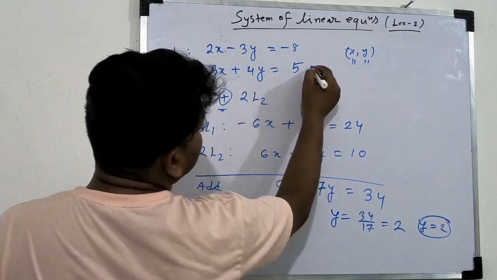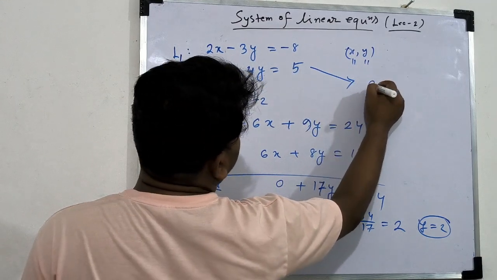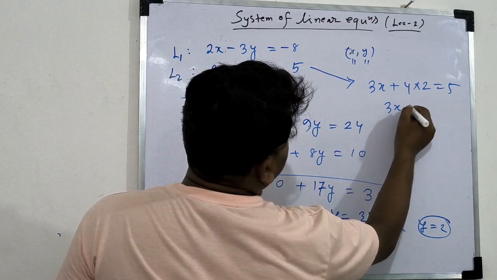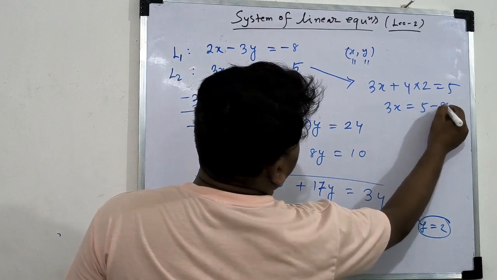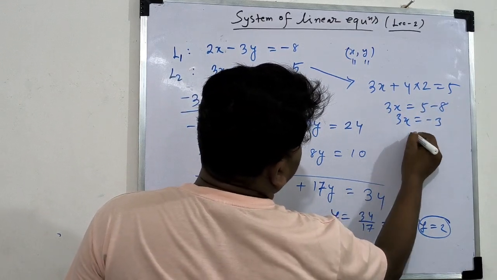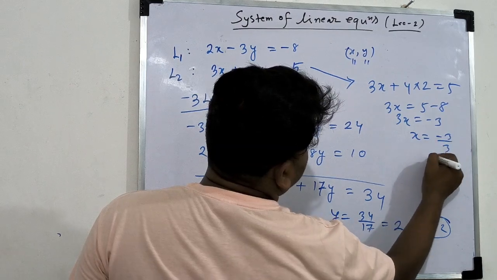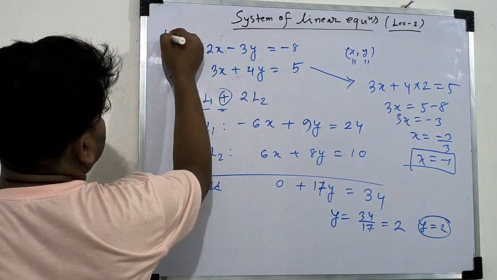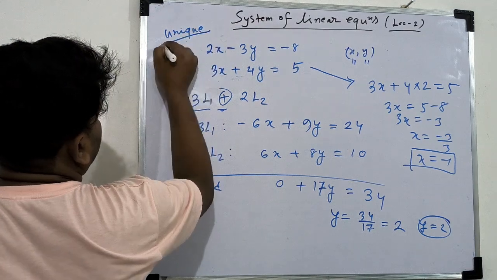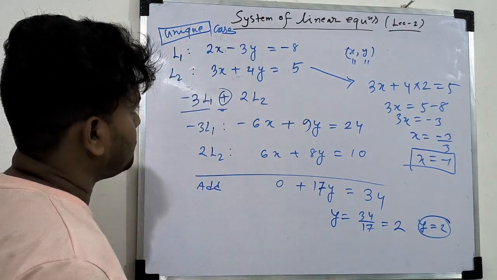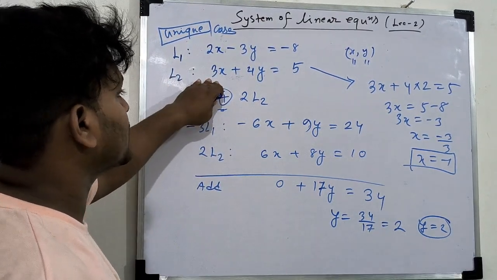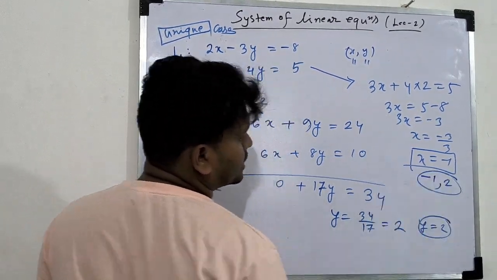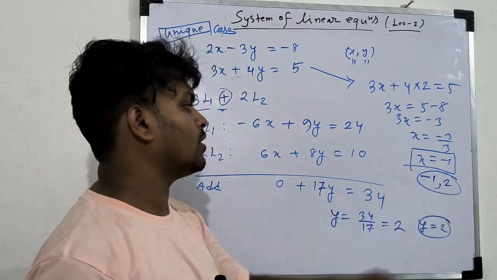By putting y equal to 2 in either of these two equations, we get 3x plus 4 into 2 equal to 5. So 3x equals 5 minus 8, that is minus 3. 3x equals minus 3, so x equals minus 3 by 3, that is minus 1. So we get the solution minus 1, 2. This is the unique solution, that is, this system of two linear equations has a unique solution, minus 1 comma 2. So x equals minus 1, y equals 2.